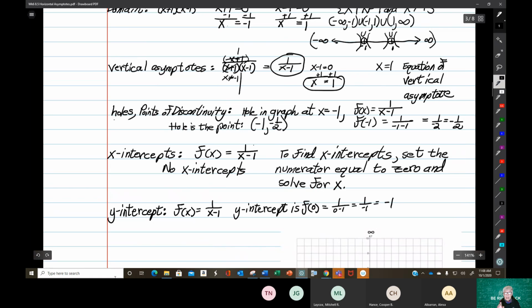When you graph it, you put a little empty hole at that point in the graph. You're not going to have a hole if you don't have any cancellation. So going into this, you never know until you factor whether you've got a hole or not.